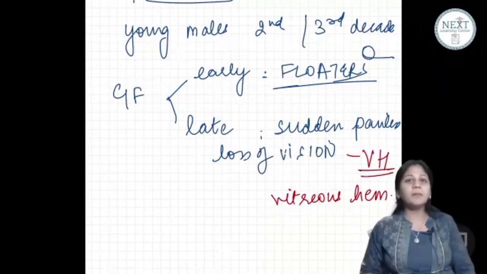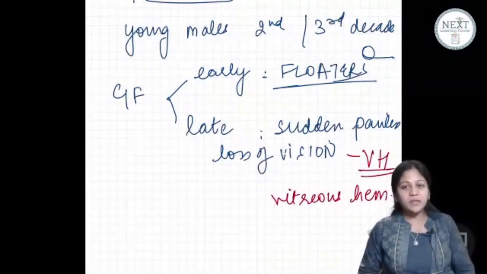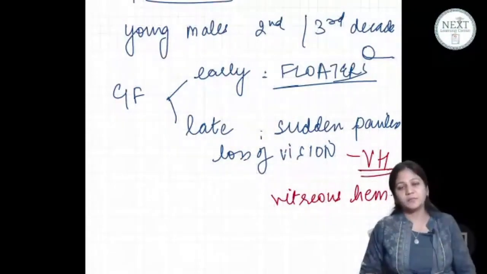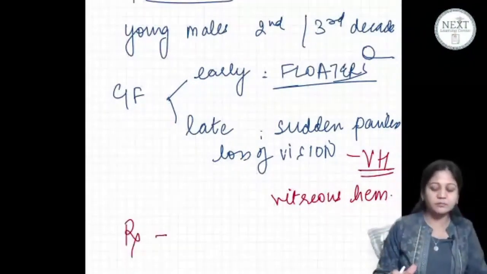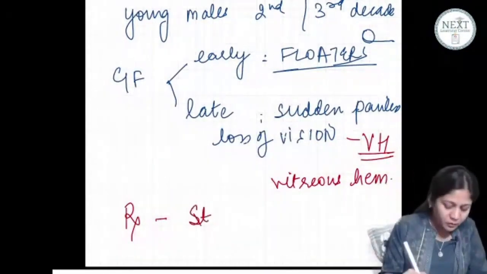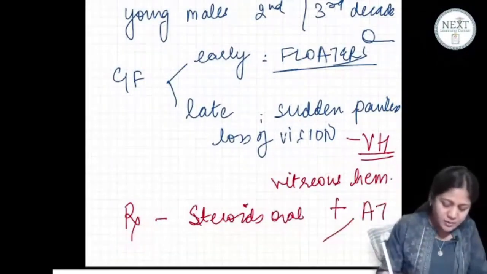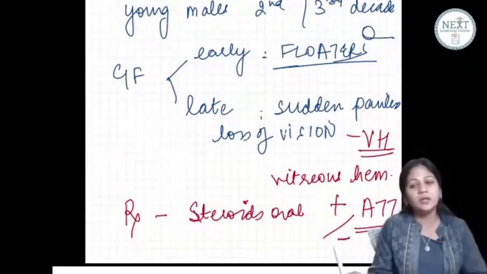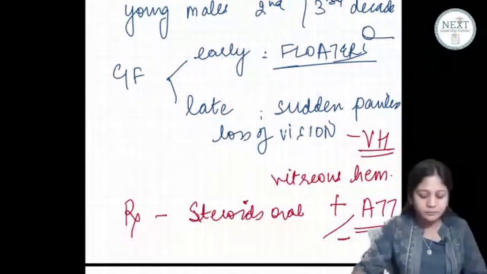So initially, a young male who is coming to you with floaters, please rule out Eales disease. And when a young male comes to you with vitreous hemorrhage, please rule out Eales disease again. Okay? Now, how should you treat? Because there is an inflammation, you must give steroids. These steroids should be oral steroids. And if the patient has tuberculosis also, you should give ATT also. Plus minus ATT. Anti-tubercular drugs should also be given. Okay?